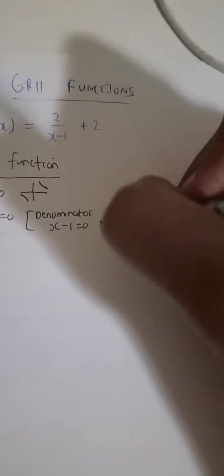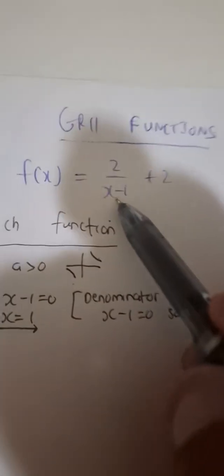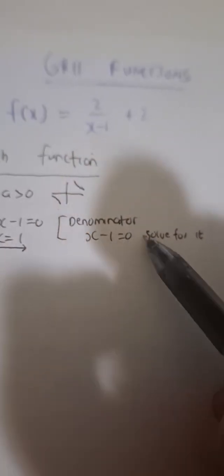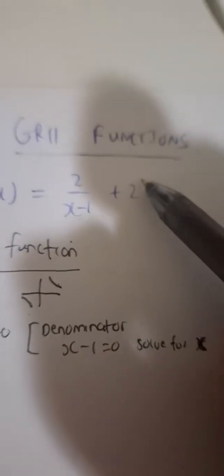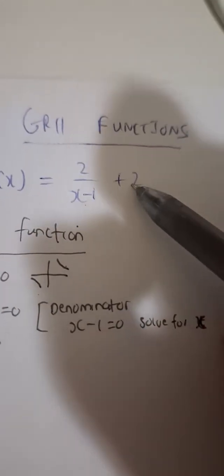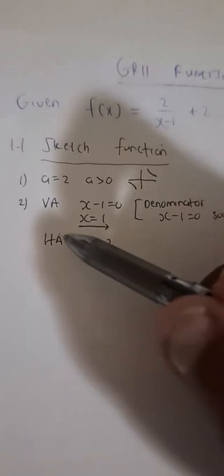So I repeat, you go to the expression in the denominator, which is x minus 1. You equate to 0, solve for x, and there you will have your equation of the vertical asymptote. Then secondly, we need the horizontal asymptote. It is represented by the constant term there, the positive 2, which is a standalone term. So the horizontal asymptote is y is equal to 2. So those are two things: vertical asymptote, x is equal to 1. Horizontal asymptote, y is equal to 2.